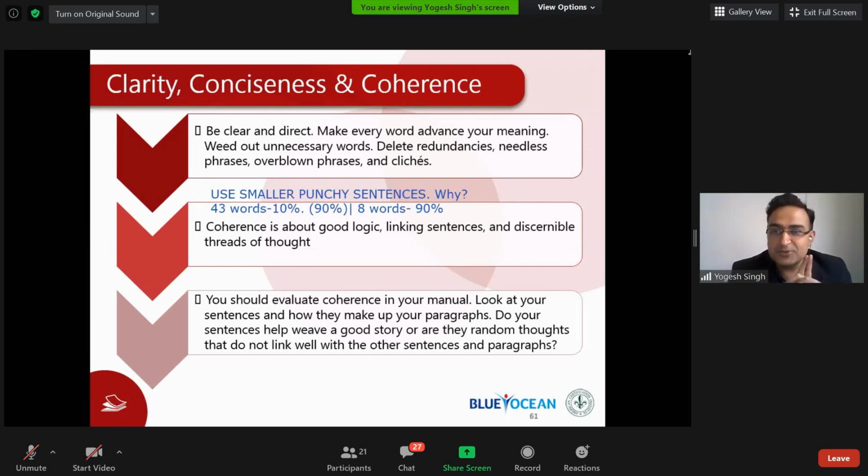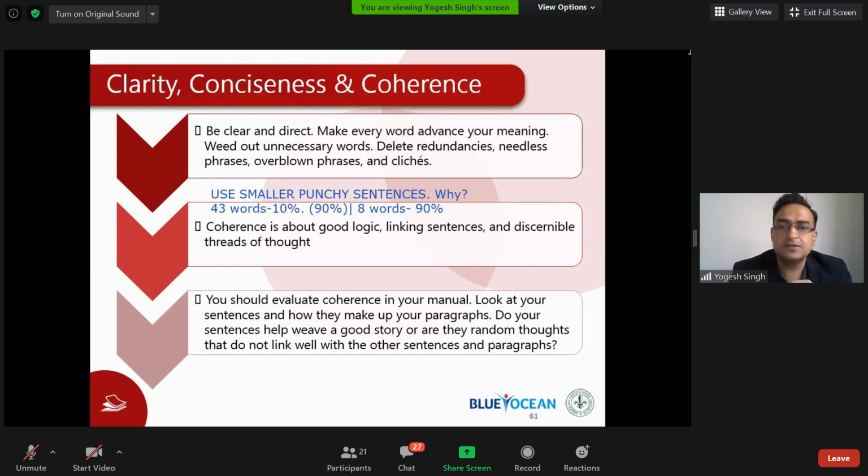It is easier to write long sentences. It is difficult to write punchy sentences. Sentences which take the meaning to the next level with every word. It's difficult. It takes more time. Right?